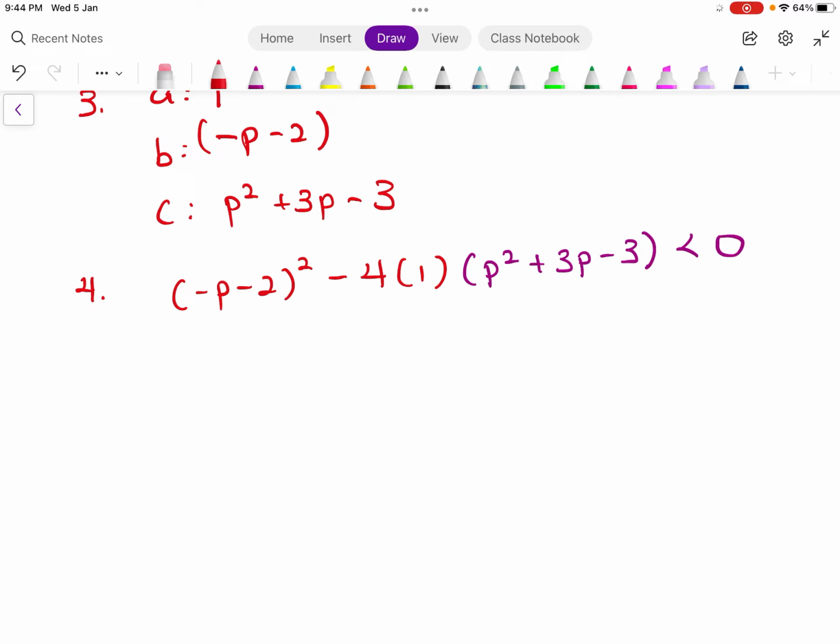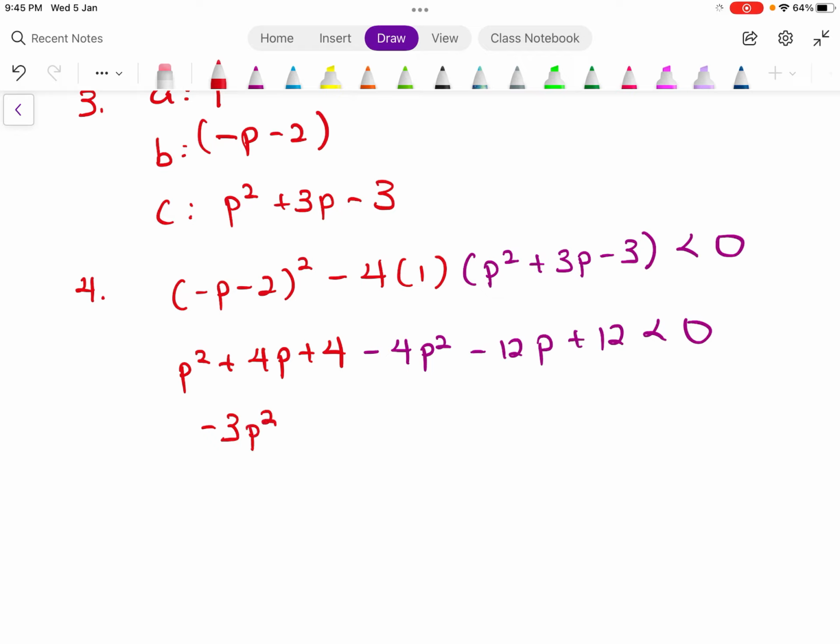Okay, so now let's manipulate. I'll just do a quick one. I just expand the bracket. So p squared plus 4p plus 4, then minus 4p squared minus 12p plus 12, less than 0. Now it's time to do our manipulation. So p squared minus 4p squared, you'll get minus 3p squared. Then 4p minus 12p is minus 8p. Plus 4 plus 12 is plus 16, less than 0.